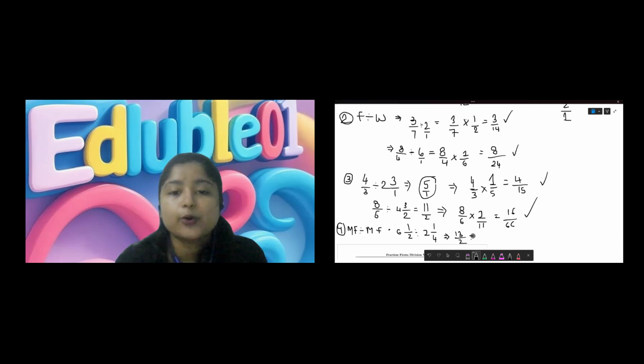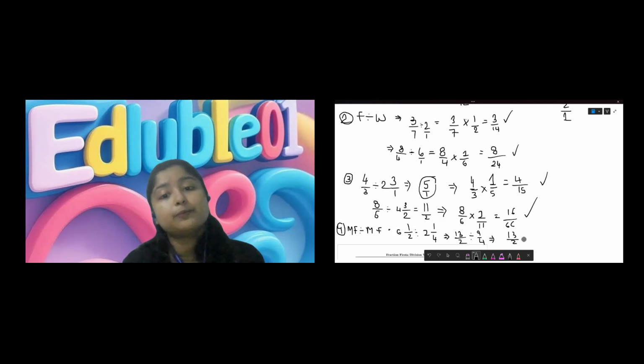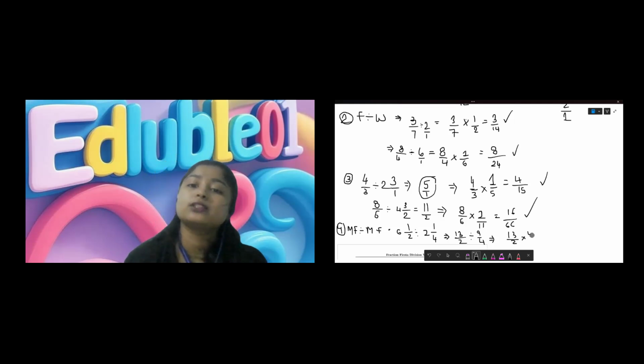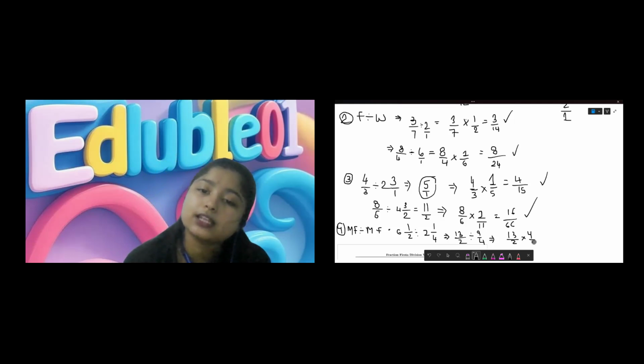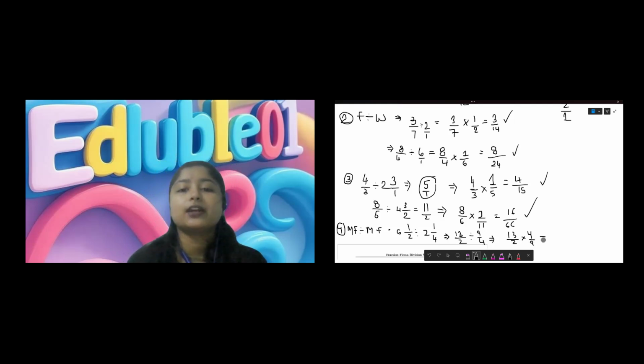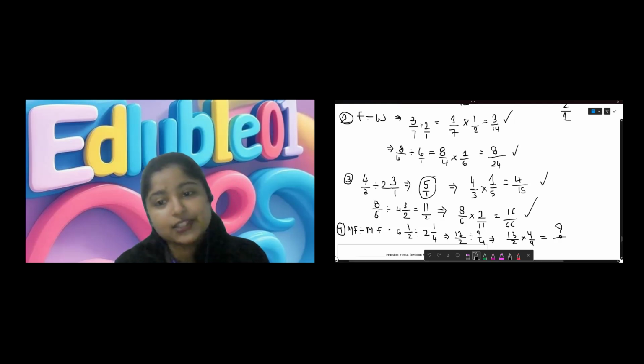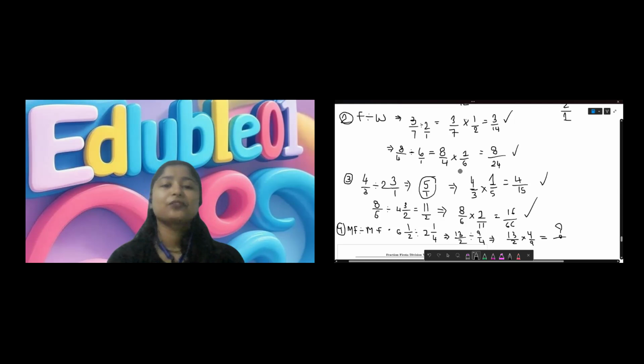So 9 over 4. Now, repeat the process of RCR. That's 13 over 2. Change the sign from division to multiplication and reverse the other fraction. That means it's going to be 4 over 9 this time. Find out the answer and write it down in the comment section. It's going to be really, really fun and easy.